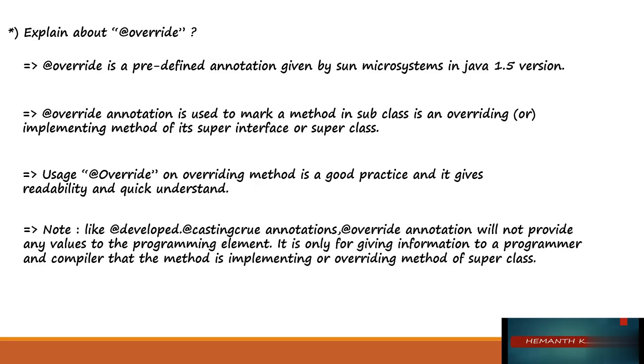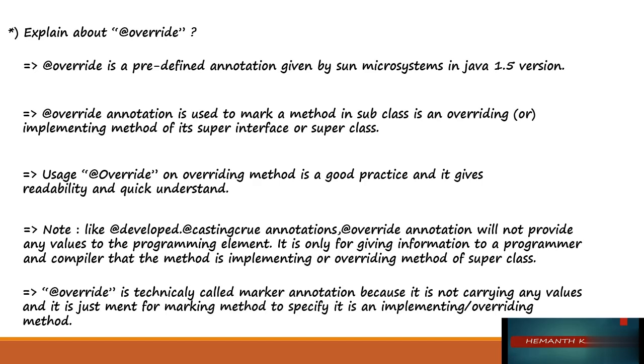Note, unlike other annotations, the @override annotation will not provide any values to the programming element. It is only for giving information to the programmer and compiler that the method is implementing or overriding a method of the superclass. @override is technically called a marker annotation because it is not carrying any values and it is just meant for marking a method to specify it is an implementing or overriding method.